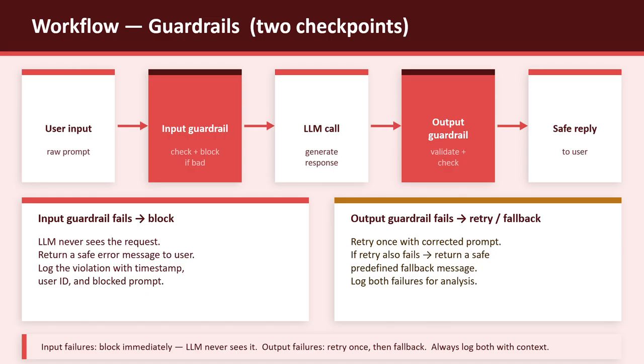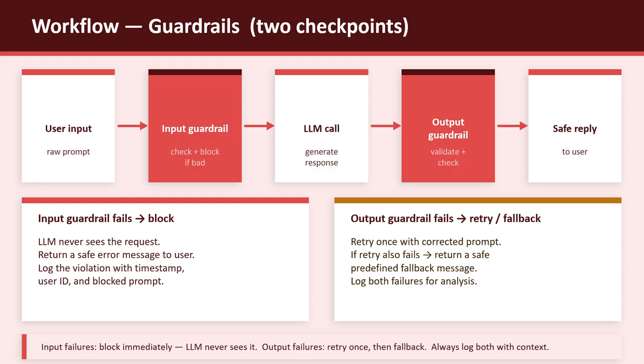Next, workflow. The workflow has 5 steps. Step 1, raw user input arrives. Step 2, the input guardrail runs checks on the prompt. If any check fails, the request is blocked immediately. A safe error message is returned to the user. The language model never sees the blocked request. Everything is logged. Step 3, if the input passes all checks, the LLM call runs normally.